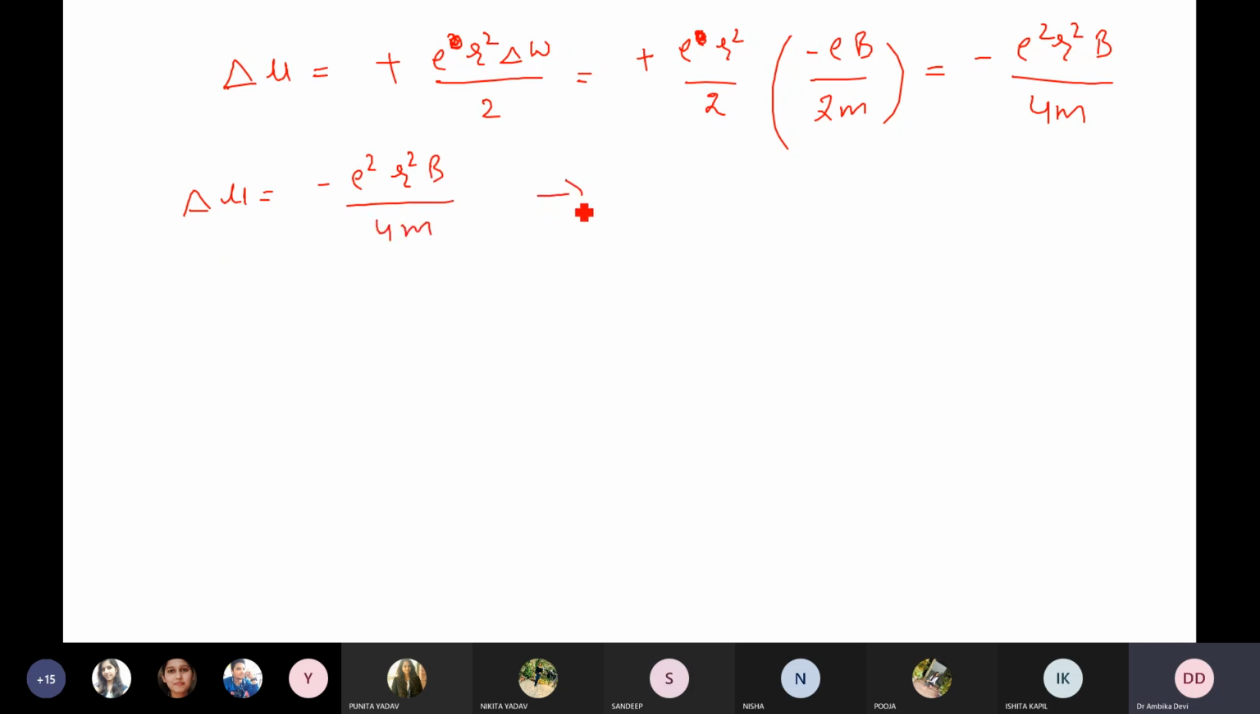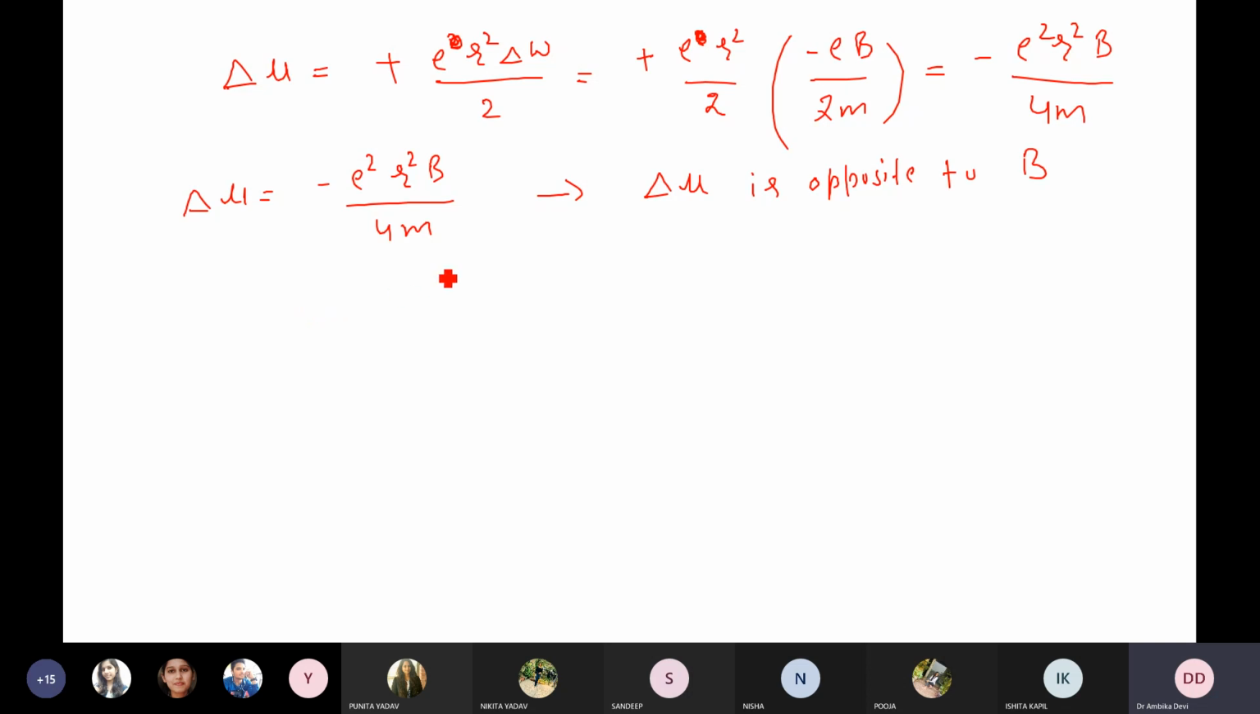Right? Now you can use the statement over here that delta mu is opposite to B. Delta mu, the change in the magnetic moment, is always opposite to the direction of B. Delta mu is opposite to B. Okay, so this is one thing.